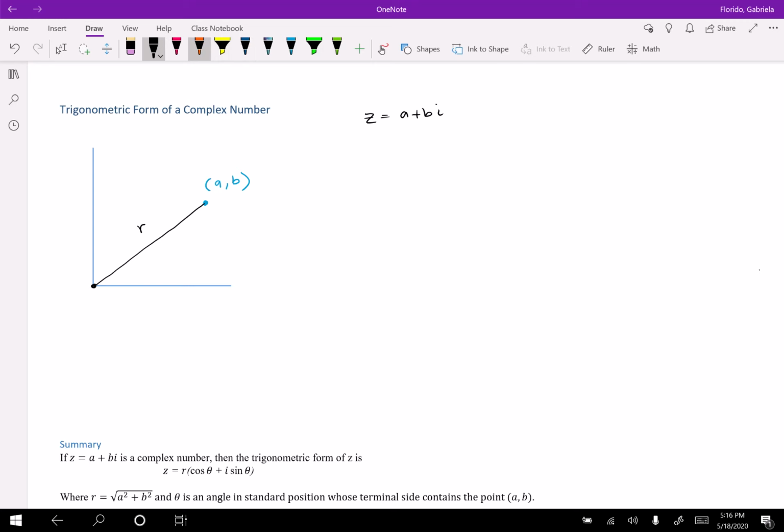Notice that there is some angle here. There's an angle from the positive real axis to whatever my modulus is. We have some angle there, some angle theta. So if we drop a perpendicular line here, we create a right triangle.